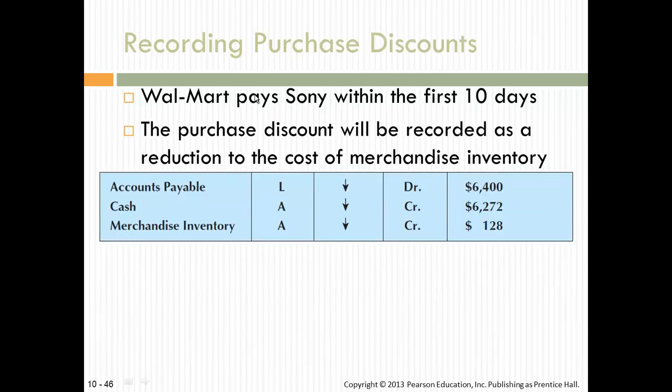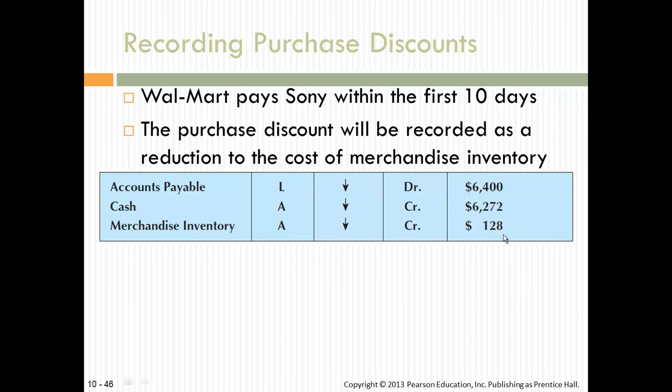Here's a discount. Walmart pays Sony within the first 10 days. The purchase discount will be recorded as a reduction in cost of inventory. So once again, notice when you use a perpetual inventory system, you touch inventory for everything that happens. So your accounts payable is debited for $6,400, and you have cash credited, and you have your inventory go down by 128 for that discount.